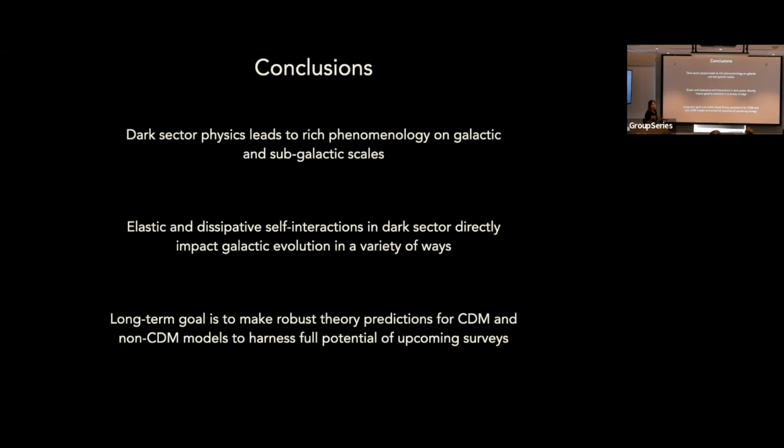So I hope I've been able to show you the wealth of interesting physics that could come about when we think about the impact of dark sectors on galaxies, and also on scales that are smaller than the size of galaxies. For concreteness in this talk, I just focused on two examples, elastic self-interactions and dissipative self-interactions. And between those two examples, you can see that there's a whole variety of ways in which the fundamental parameters of the dark matter model end up impacting things like populations of satellite galaxies, the individual properties of satellites, and so on.